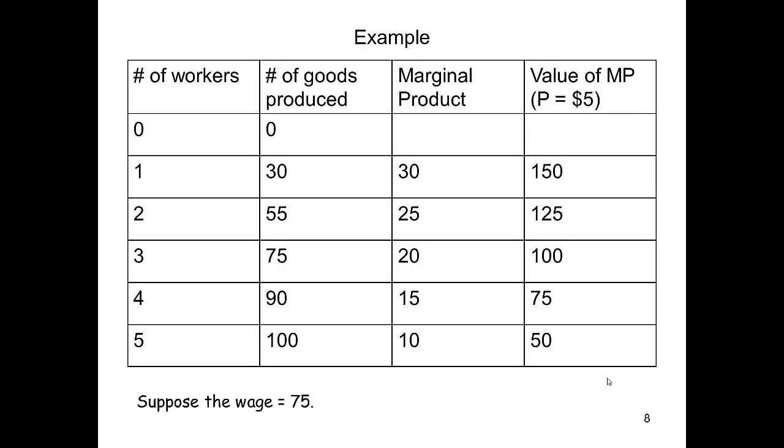So let's go back to that same table and suppose that the wage is $75. How many workers should the firm hire? Well, if we look down at value of marginal product, because we know that we want to hire workers up until that value of marginal product is equal to the wage, we see that that occurs at 4 workers. So the profit maximizing number of workers in this case is 4.